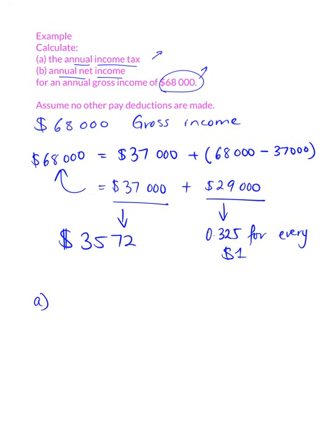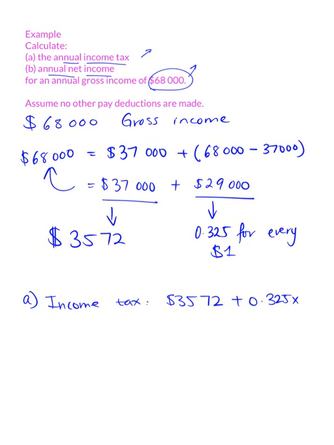So for part A, where we're looking at the income tax, we have $3,572, which corresponds to the $37,000, plus 0.325 for every $1 above. Now the figure we're looking at over here is $29,000. So altogether, the total income tax is $12,997 for a $68,000 gross income.